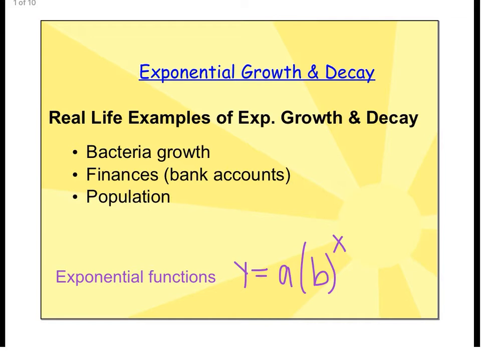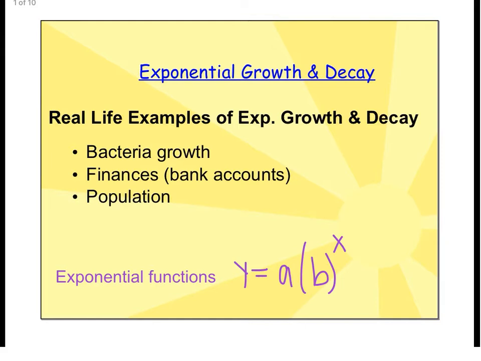We're going to start with a couple examples of exponential growth and decay. This is not on your notes, so you don't need to write it down unless you want to. Just some quick examples. Bacteria will grow exponentially. Finances in bank accounts can follow an exponential growth pattern. And we mentioned this before, populations also tend to follow exponential function models.